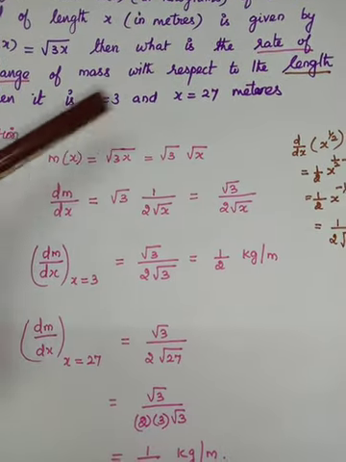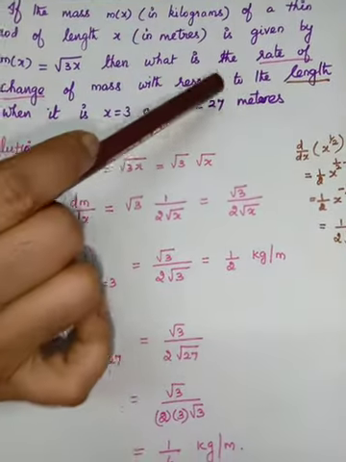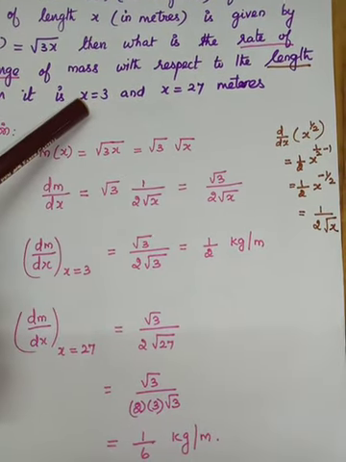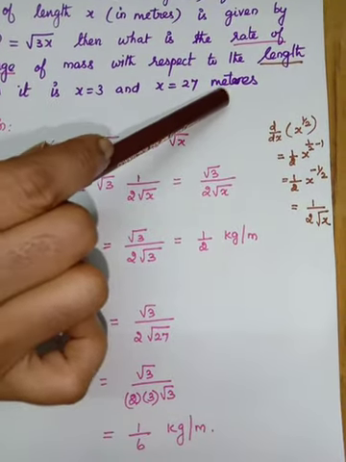Here what is asked? The rate of change of mass with respect to the length when x is equal to 3 and x is equal to 27 meters.